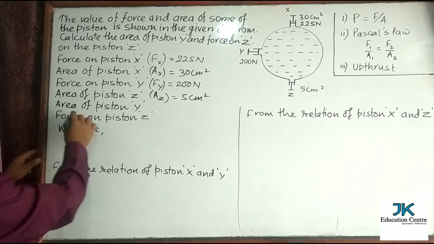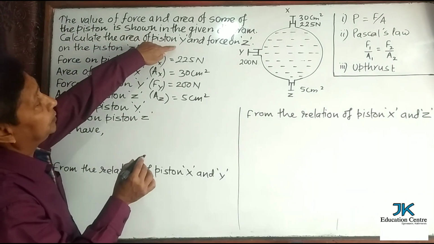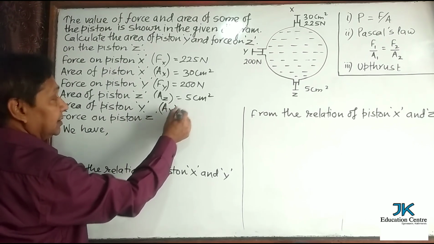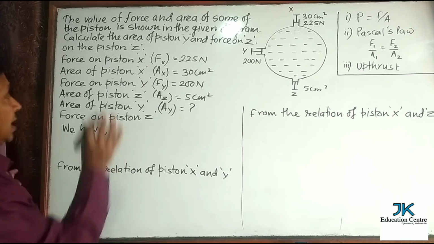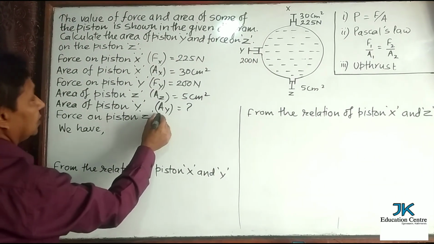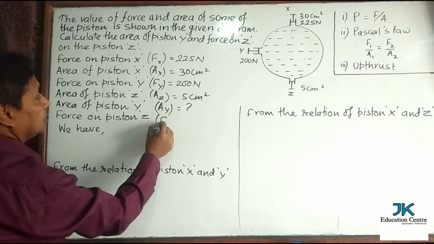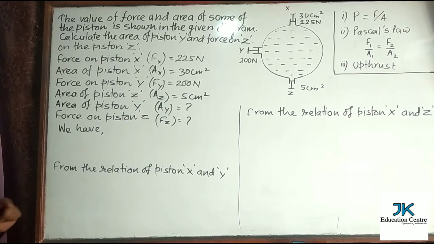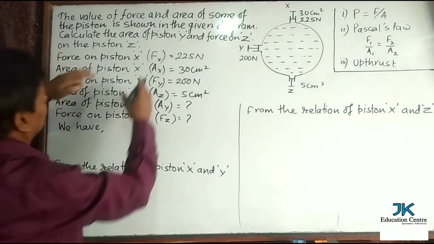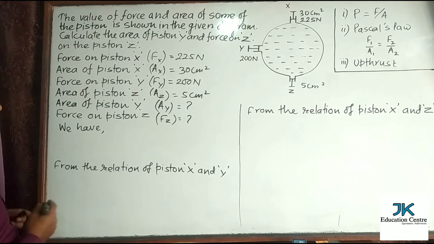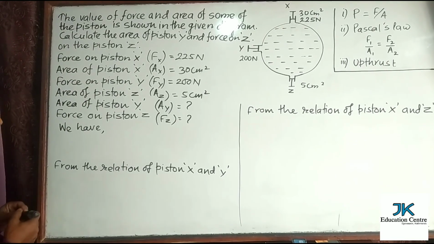Now the area of piston Y is one question, and the force on piston Z is another question. We have to find out these two. Now we don't have to see other matter. Looking at these values, we can solve the numerical problem.